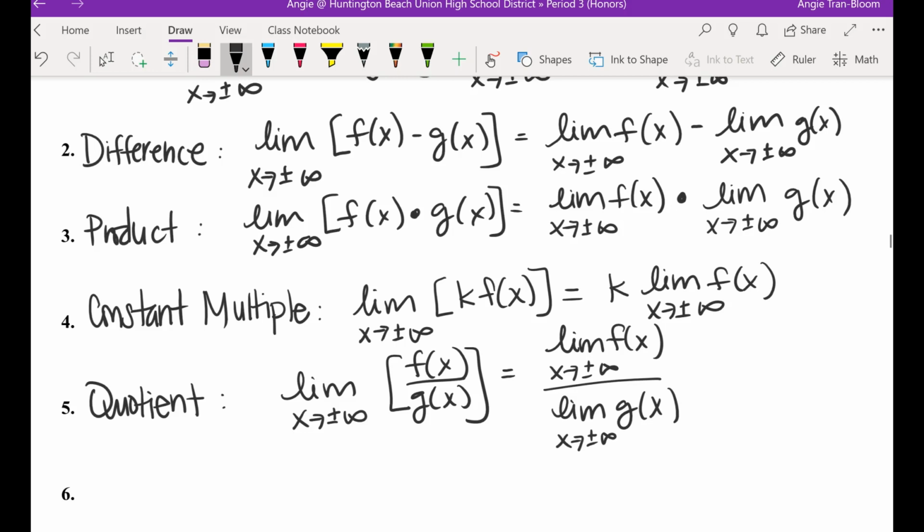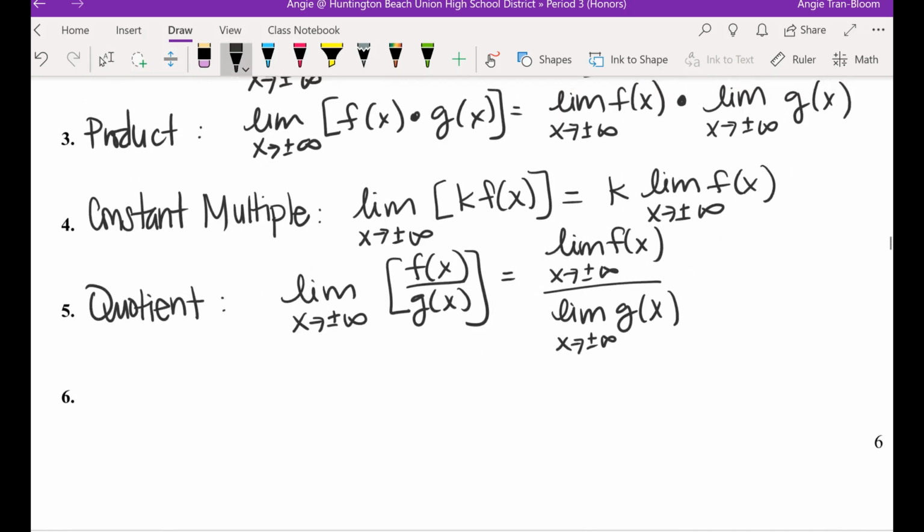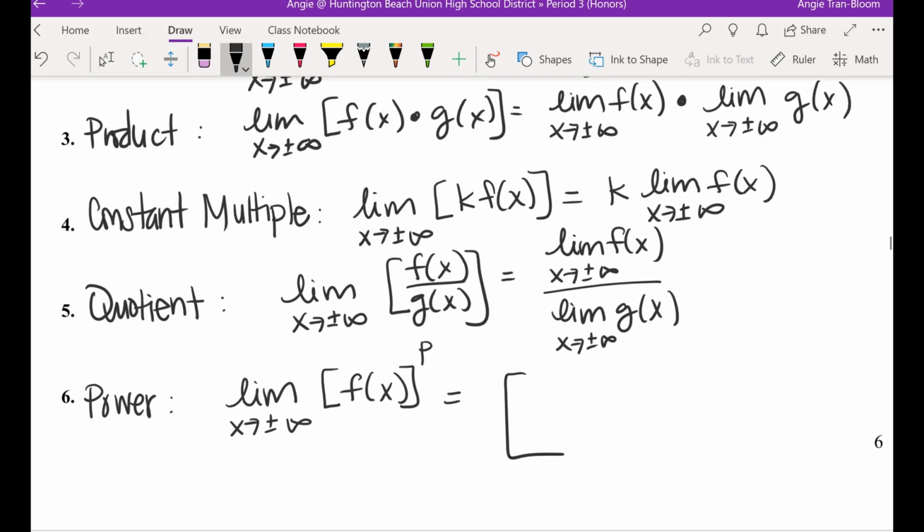Then the last one's your power. So the limit as x approaches positive or negative infinity, what if you have f of x raised to a power of p? Technically, you can find the limit first and then raise that to a power of p. So limit as x approaches plus or minus infinity of f of x first. So Ryan said same as before, so you don't have to worry about it.